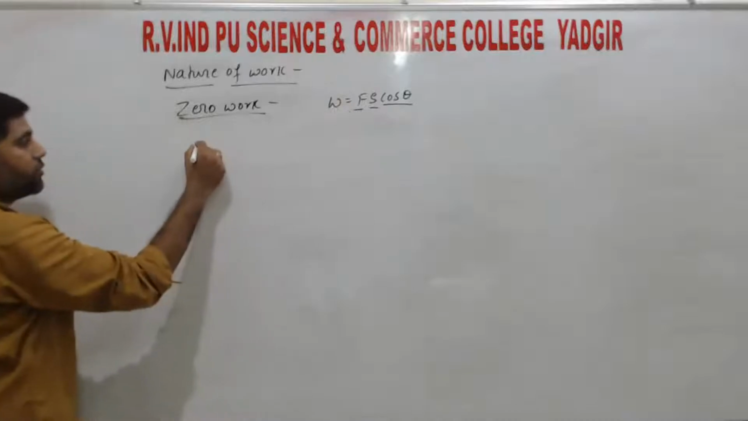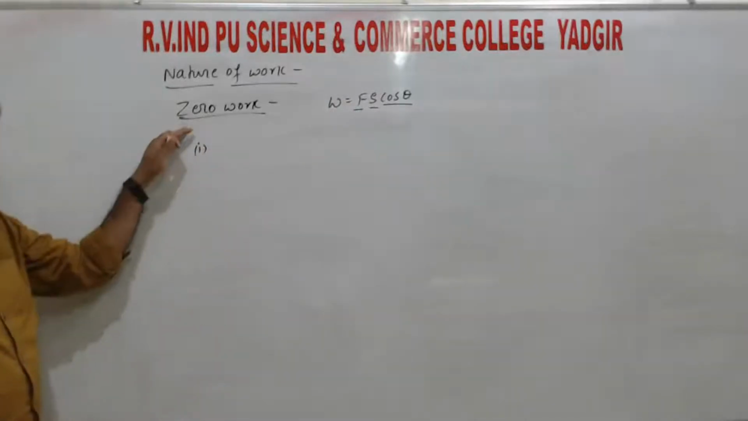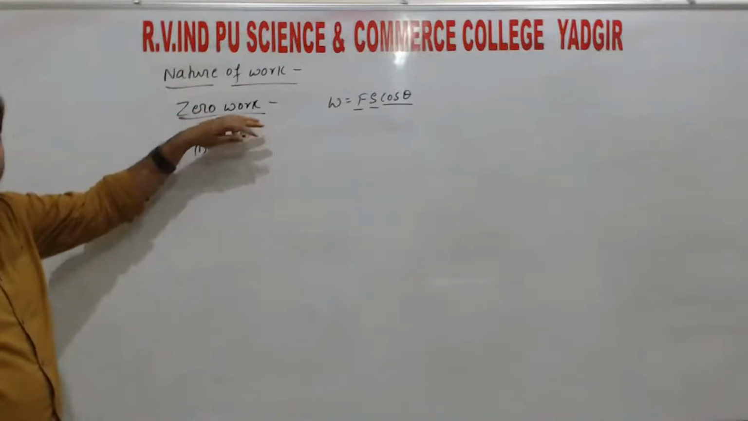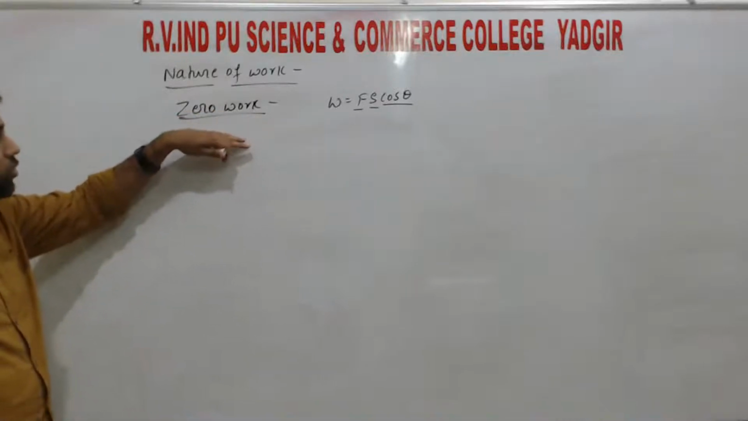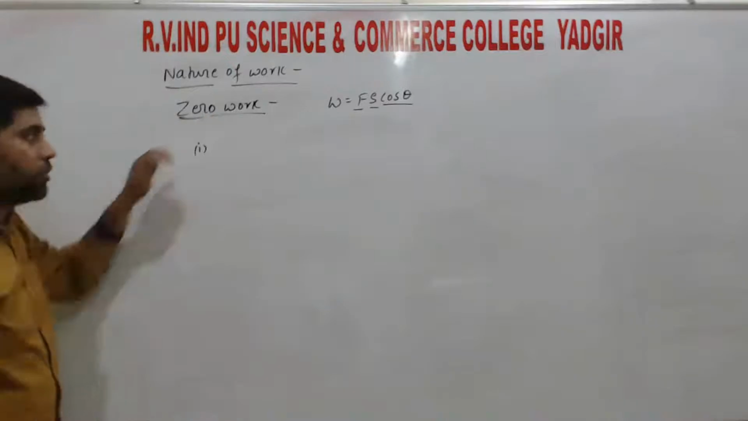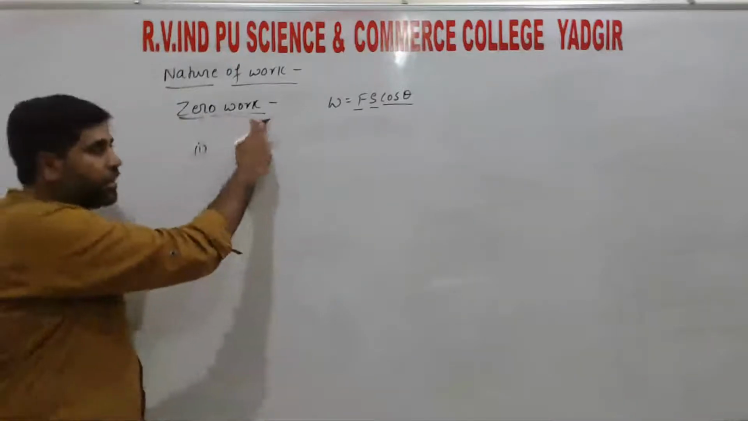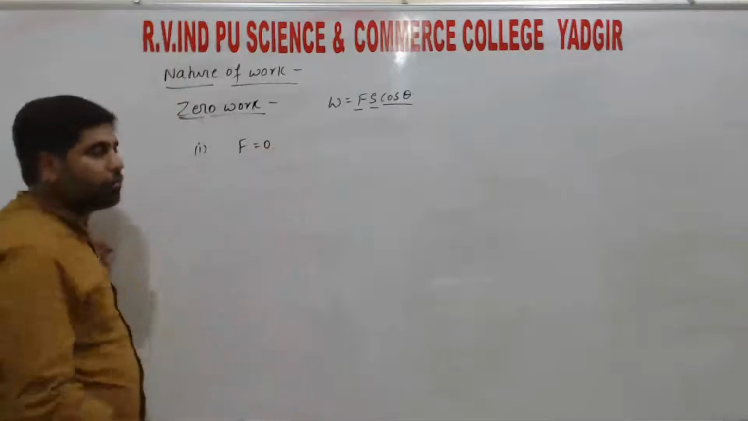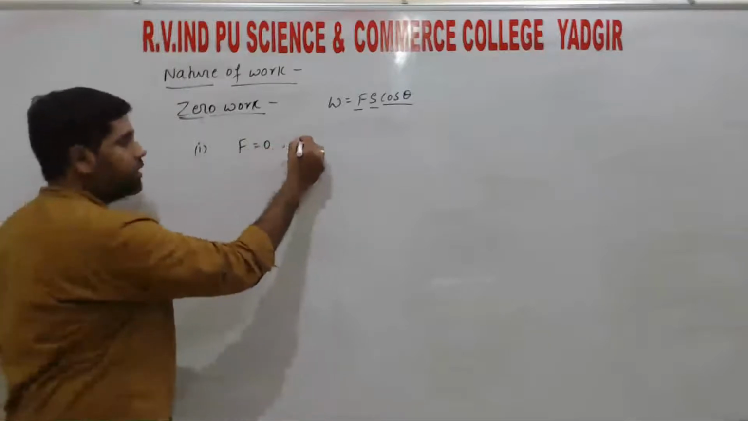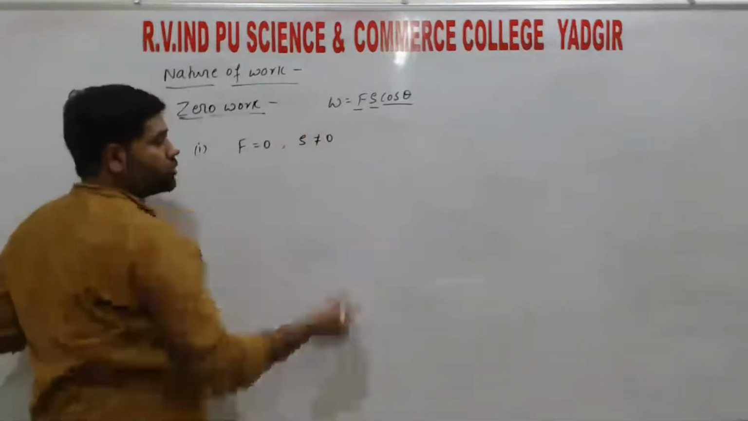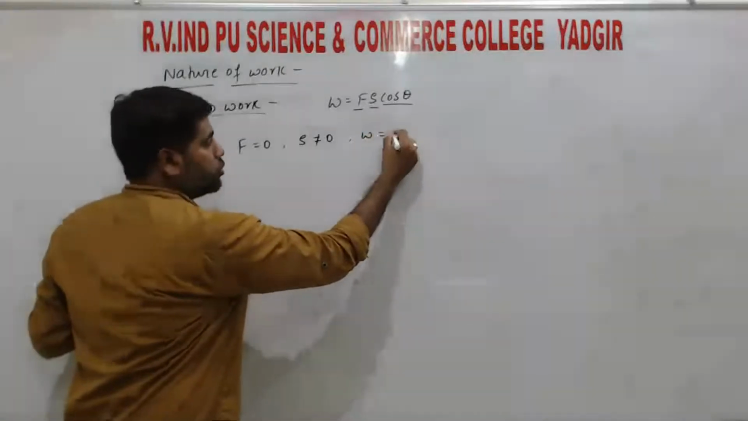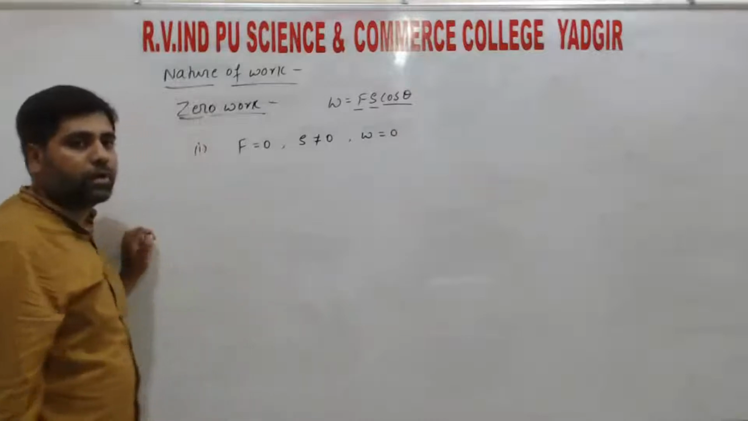So three cases. Zero work, the name itself indicates zero: no work is done. When do we get zero work? First case, when force is equal to 0. Even if displacement is not equal to 0, the work done is equal to 0.